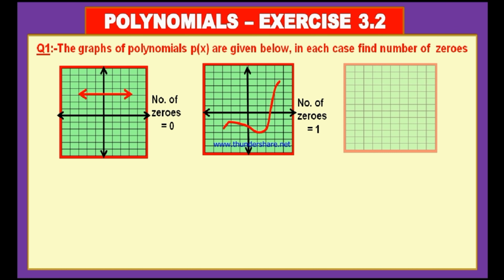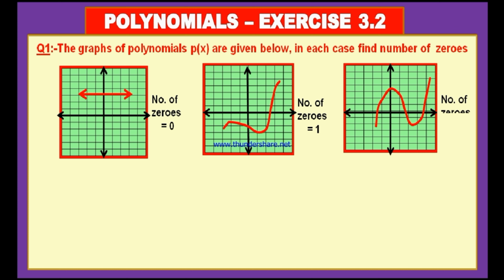Now look at the third graph. In this third graph, again both the x and y axes, and this is the curve. Now this curve is intersecting the x-axis at how many points? You may please count. This is the first point of intersection, this is the second point of intersection, and this is the third point of intersection. This curve is intersecting the x-axis at 3 points. Then the number of zeros of this polynomial is equal to 3.